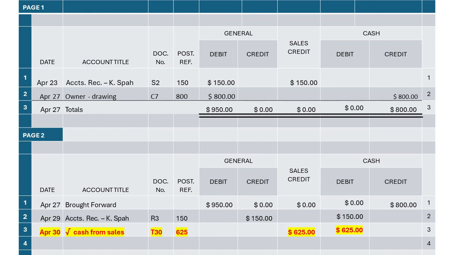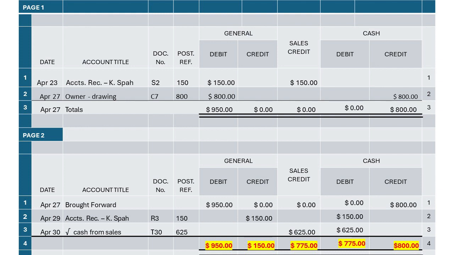Transaction 4, April 30th, received cash from sales, $625 T30. The example is on page 70 in the textbook. The date is April 30th, the account title is a checkmark or cash, and the source document is Calculator Tape 30. The $625 goes under the sales credit and the cash debit.